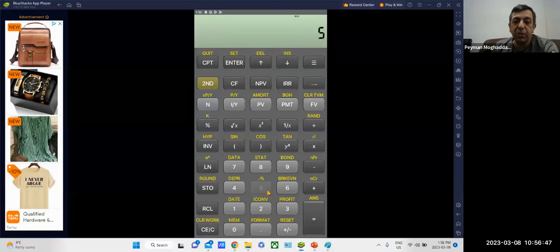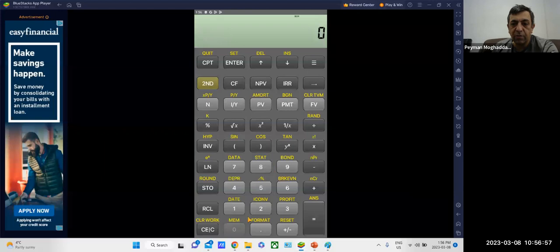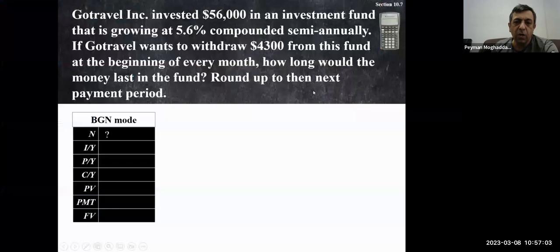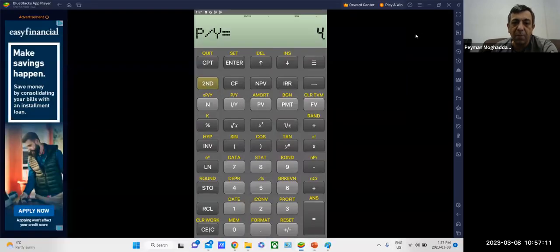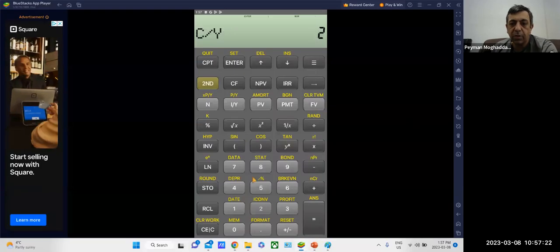5.6% is compounded annually. And then the future value is going to be 0, because you take the money out until it's finished. So I set everything except the P/Y and C/Y. Let's go to the P/Y. How many payments per year do you have? You have 12, you pay every month. And what's the compounding frequency for your interest rate? It's 2, right? So 2 is the compounding frequency.